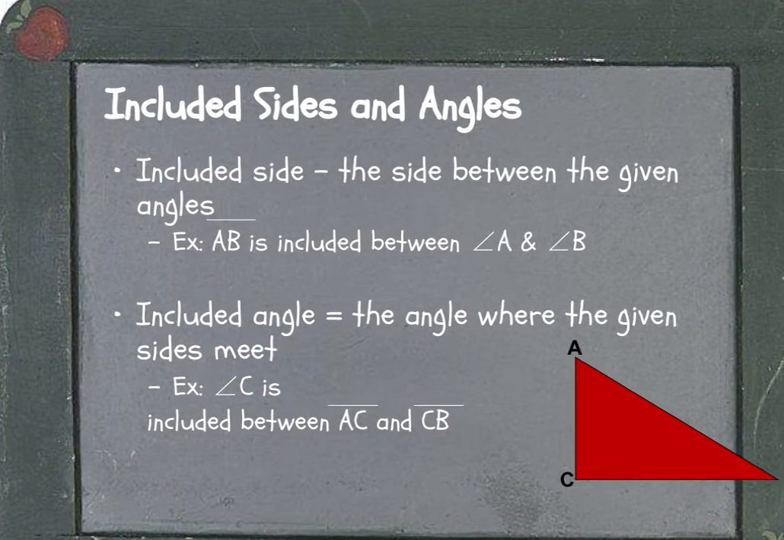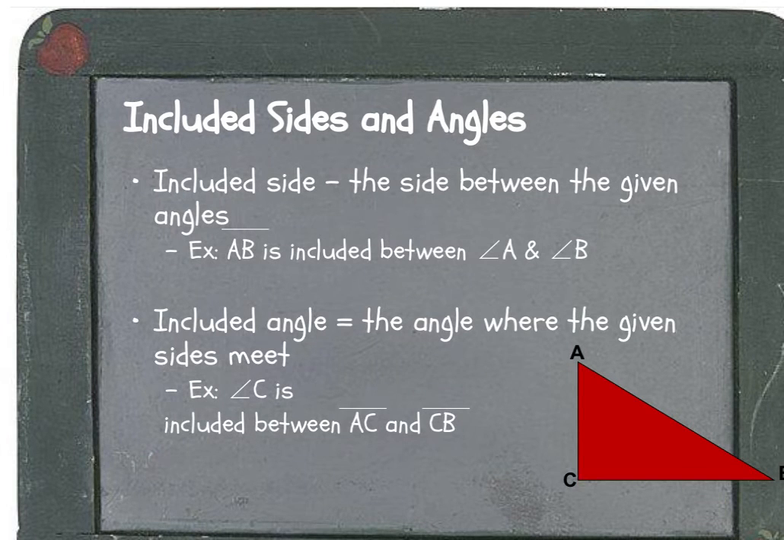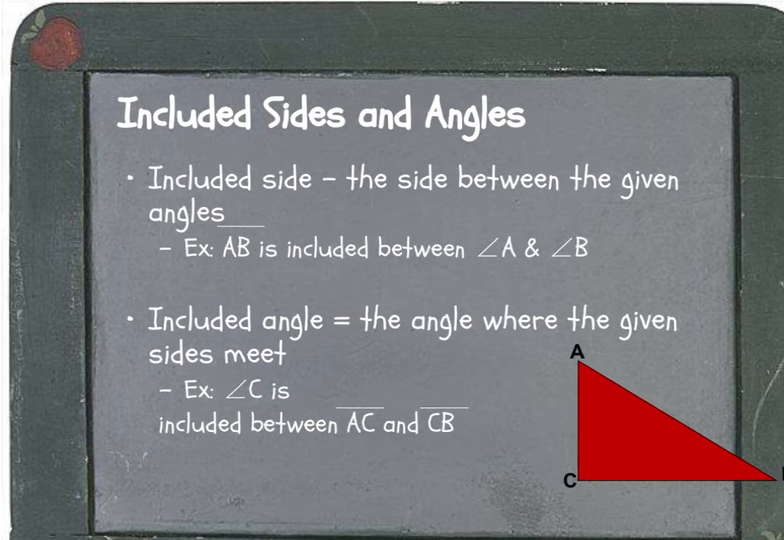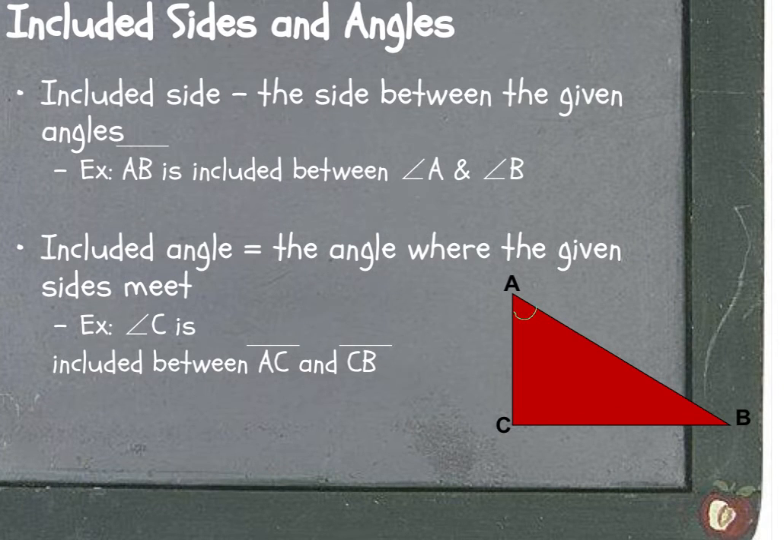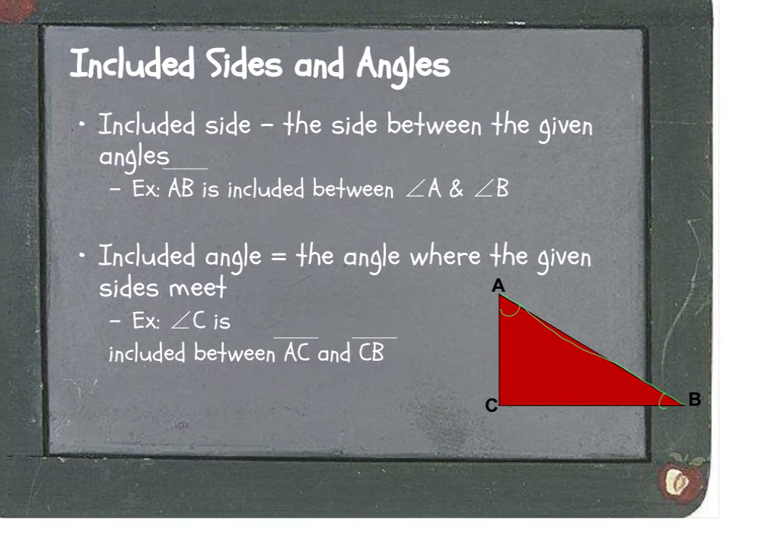Okay, so included sides and angles. The included side is the side between the given angles. So for example, AB is included between angle A and angle B. So here's angle A, here's angle B. The side that is in between them would be AB, okay? That is what we call the included side.